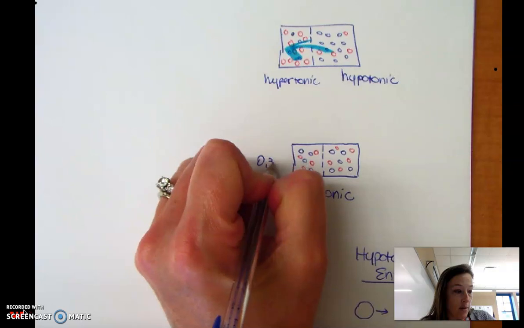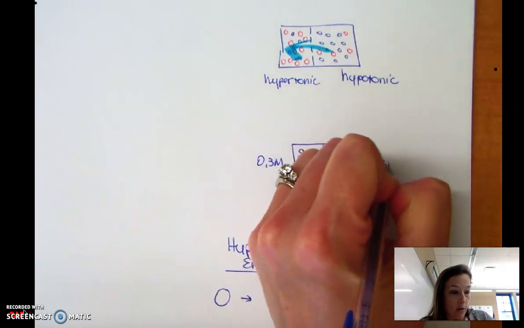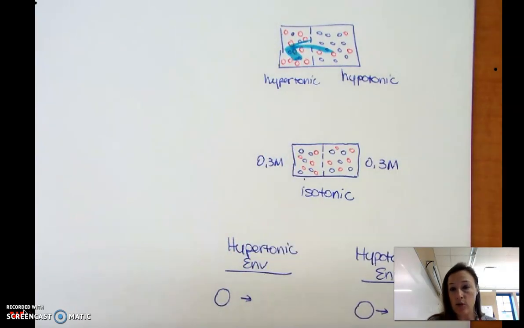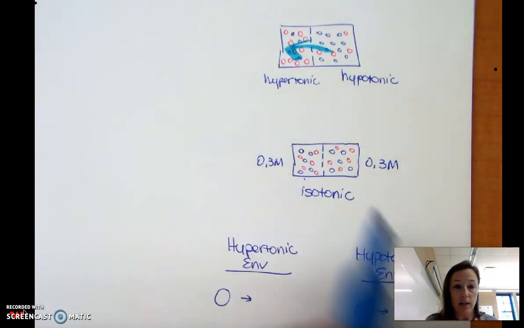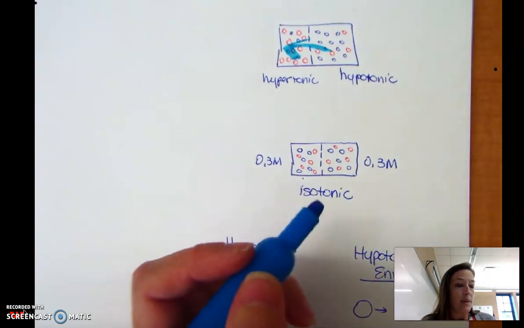So this is 0.3 molar, this is 0.3 molar. Okay, so they are equally concentrated on both sides. Now the thing that people don't realize, and what people will get wrong sometimes, is they say, okay, well the water must not move. If it always moves towards hypertonic and there's no hypertonic, it must not move. But that's not the reality.